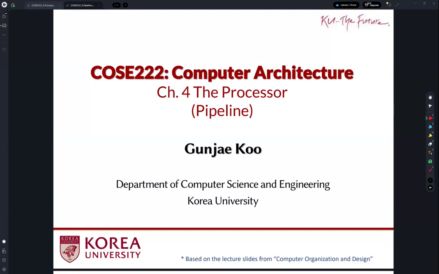So in the previous class, we learned about the single cycle processor design, right? And then what is the issue? What is the performance issue in the single cycle processor? So performance, right? Performance issue in single cycle processor.